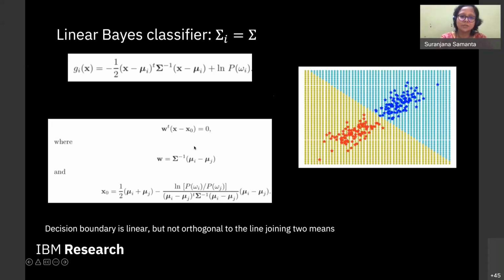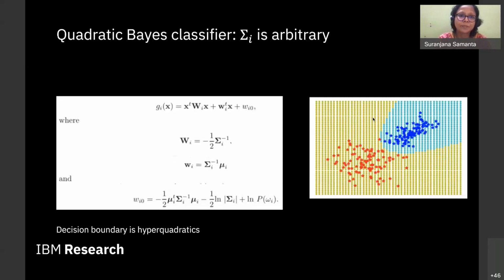We get an equation. Of course, the constants change as per the calculation, and this also gives us a linear boundary. But that particular assumption that it should be orthogonal to the line joining the means is not there anymore. So it is a little more flexible than the first case, and thus more generalizable. And the final case is without any assumption.